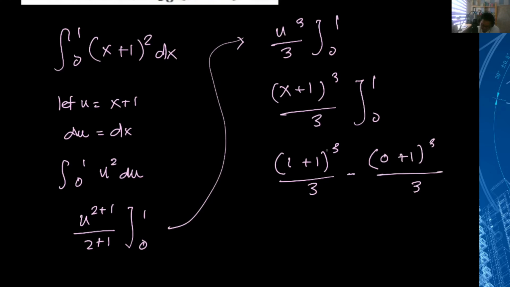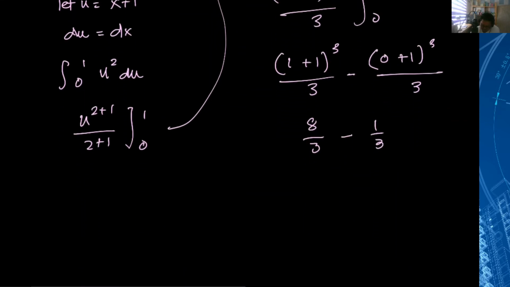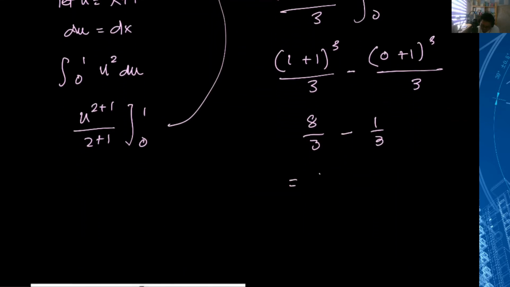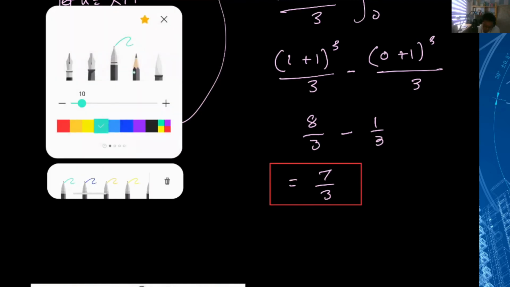1 plus 1 equals 2. Cube is 8. 8 over 3 minus 0 plus 1 is 1 to the cube is 1. So, this is 1/3. So, the answer is equals to 7 over 3. So, this is now your final answer. Okay? So, let's jump to problem number 2.